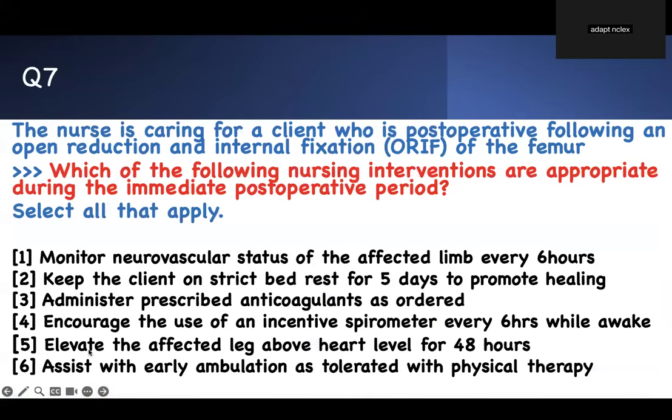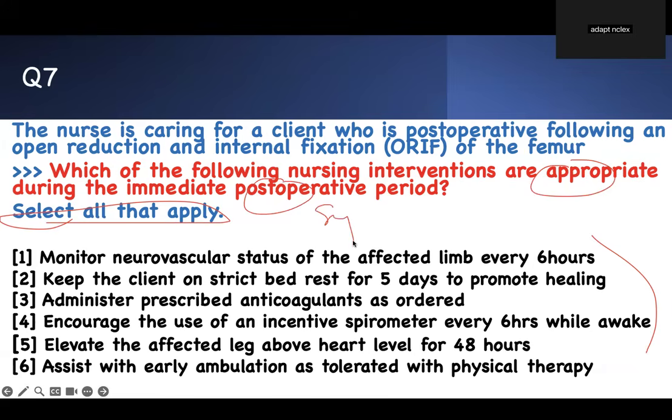Next question. If you've never seen this before, it's okay. Don't worry about it. I'm going to explain it. What is the question? Go from the back. Read it from the back. Select all that apply. Don't pick everything. Which of the following nursing interventions are appropriate during immediate post-op? All it's asking you is what is appropriate right after surgery.